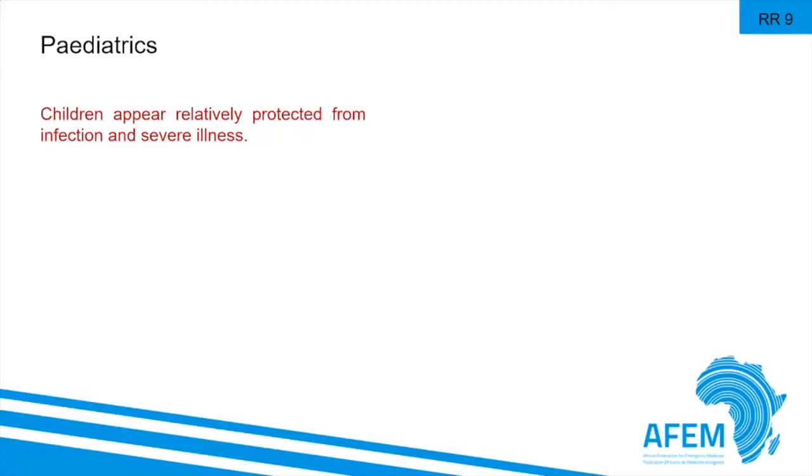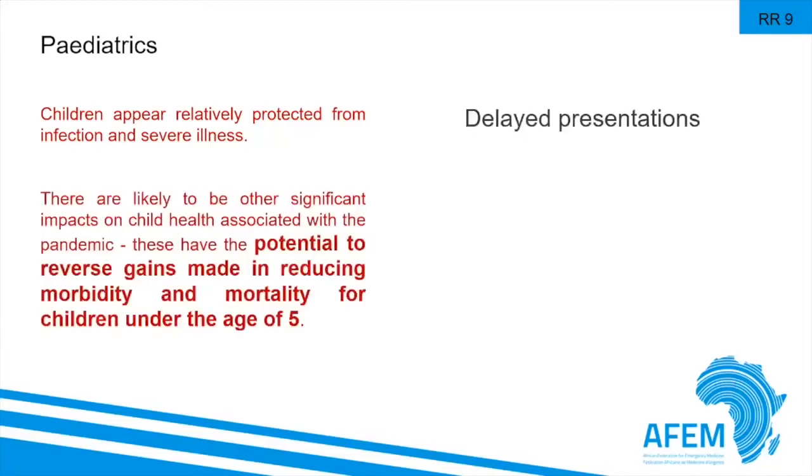When they do get the disease, it's less likely to be severe. And even when they get the disease, they're less likely to spread it. And so we live on a continent where there are a large number of children. And this is very, very important because the pandemic has the potential to reverse gains that have been made in reducing morbidity and mortality for children under the age of 5.